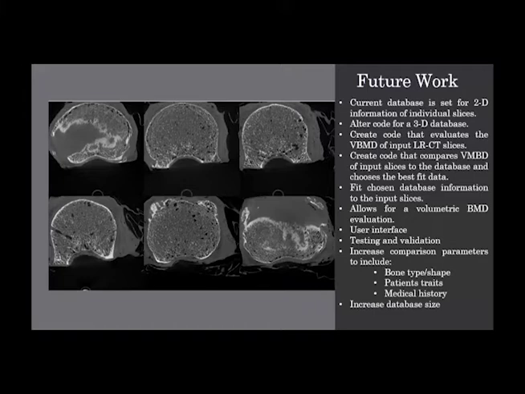The parameters used for comparing the input to the database can be increased as well. Thus far, the only parameter that is required is the bone volume fraction, a ratio of the volume of mineralized bone per unit volume of the sample. The program could possibly be improved upon by including parameters such as bone type and or shape, patient traits such as age and gender, medical history, particularly of diseases like osteoporosis, rickets, leukemia, or any other that affect bone fracture risk. And lastly, increasing the size of the database would allow for increased overall accuracy.